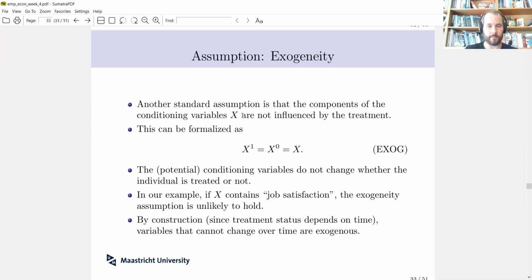Exogeneity in the treatment effect literature really means that the conditioning variables should not itself be influenced by the treatment. So whether treated or non-treated, X doesn't matter, it's only X. And why is this so important?